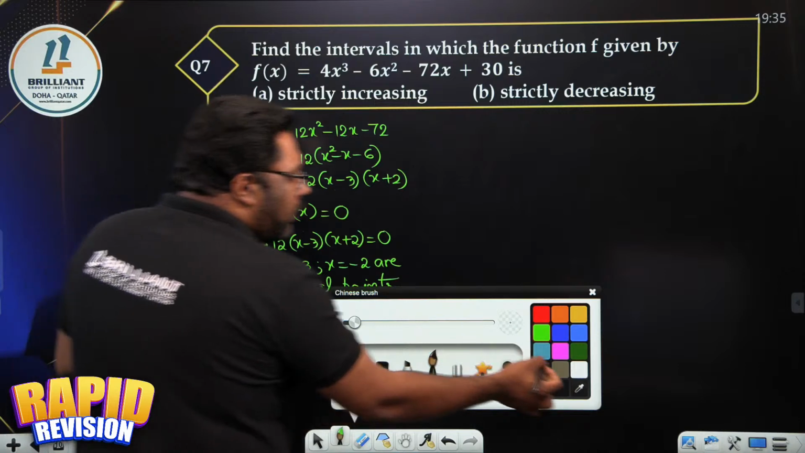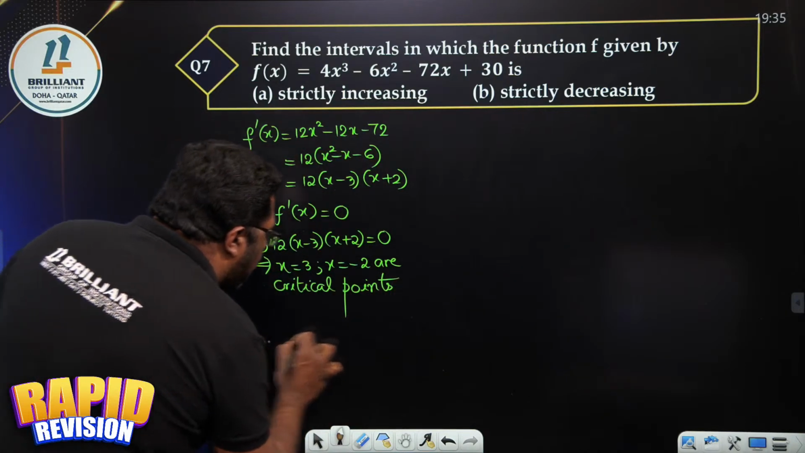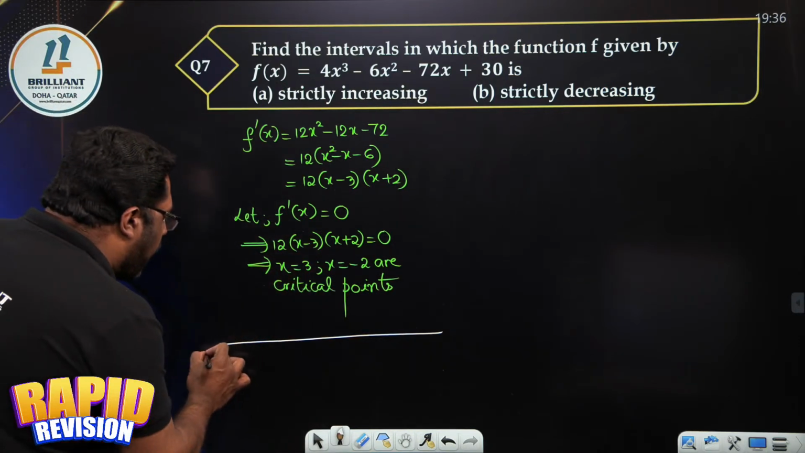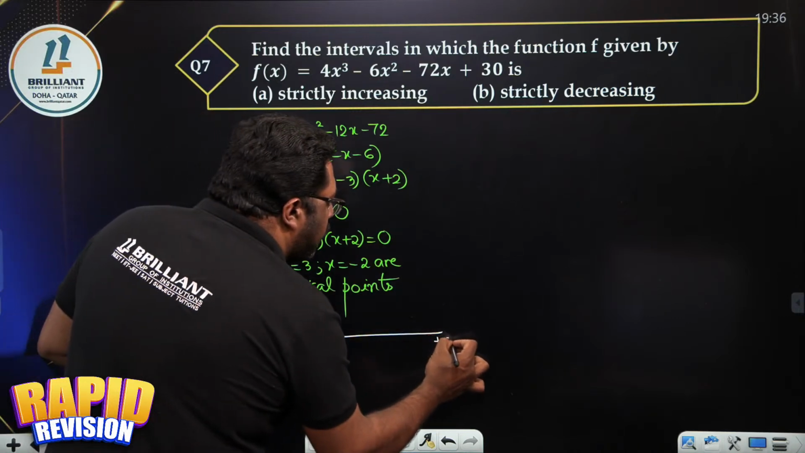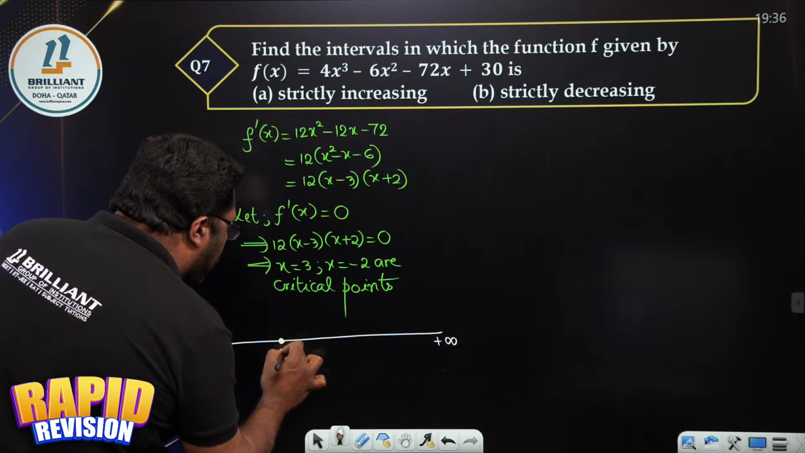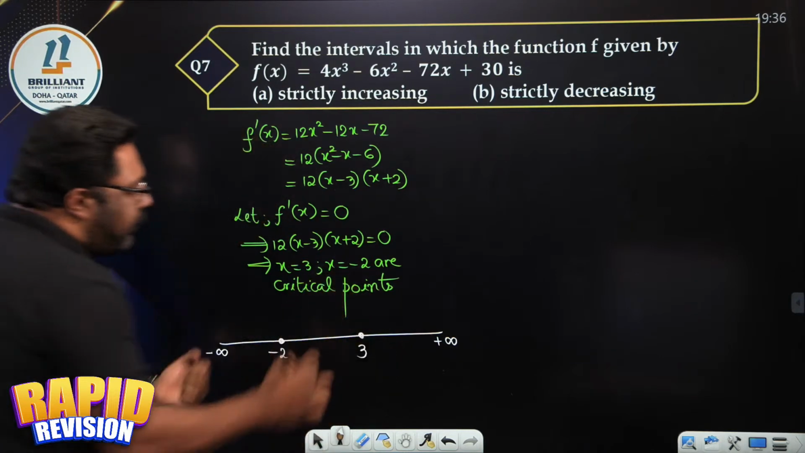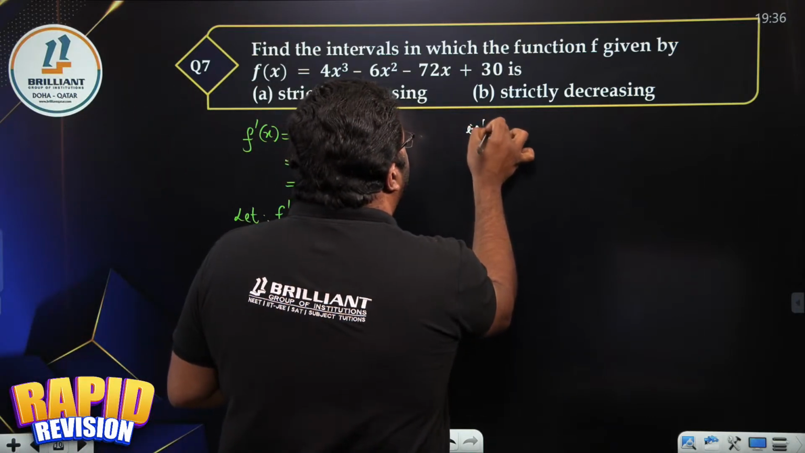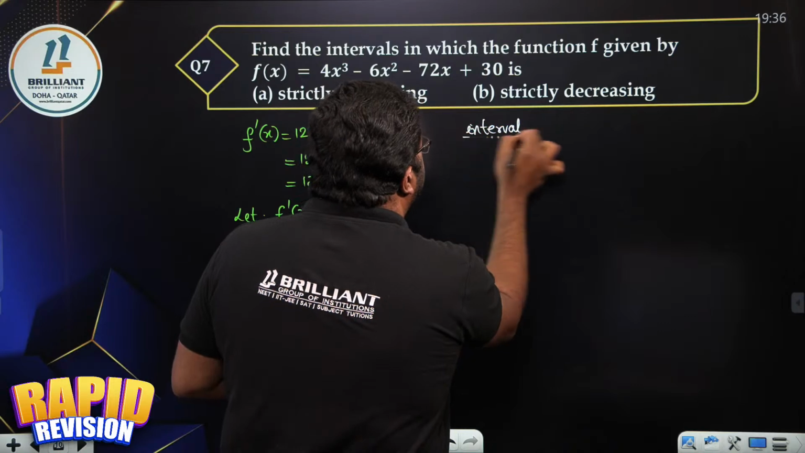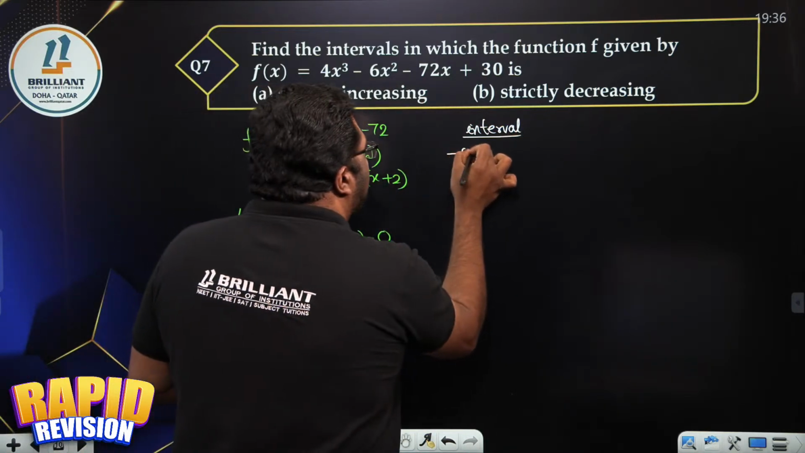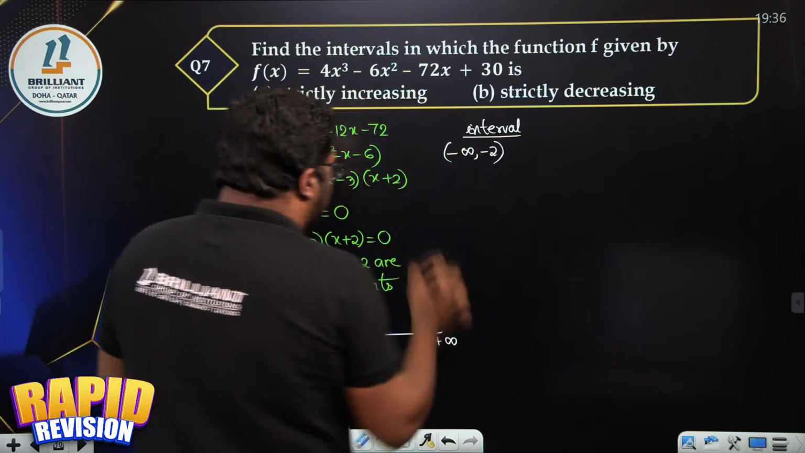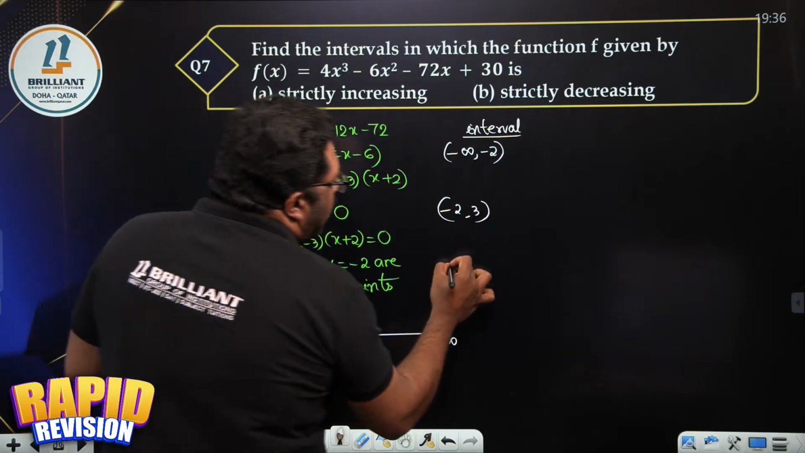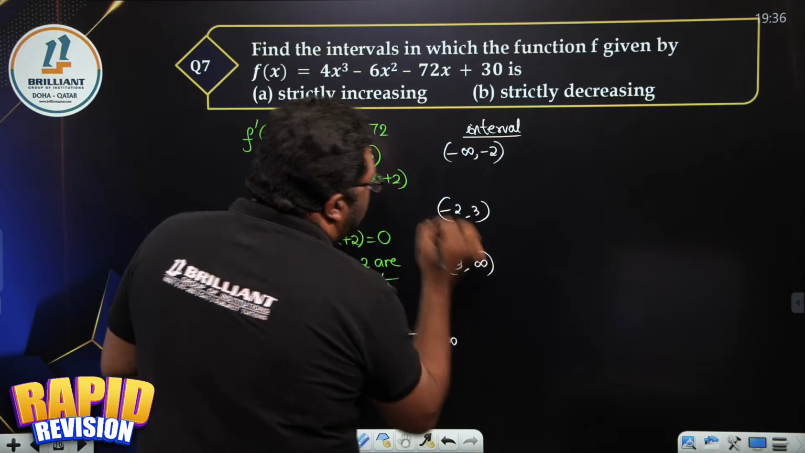Now, the most basic question in 3 marks, increasing, decreasing. A polynomial function is given, finding the critical points and breaking the number line at minus 2 and 3. So I have 3 intervals to check its nature. Start with the first interval, all of you. Start with the first interval, minus infinity up to minus 2. Second interval, minus 2 up to 3. Third interval, 3 to plus infinity.